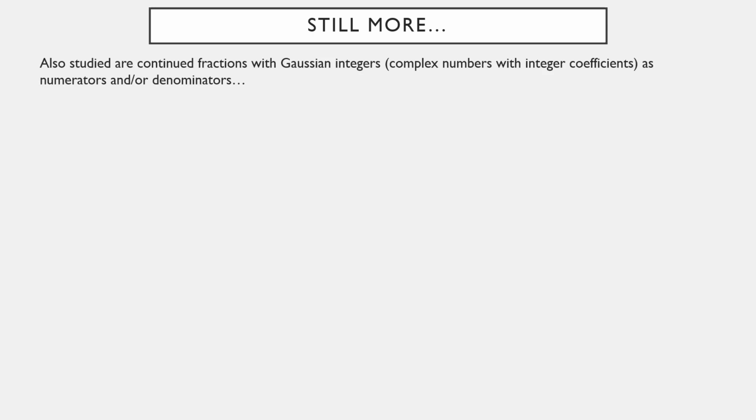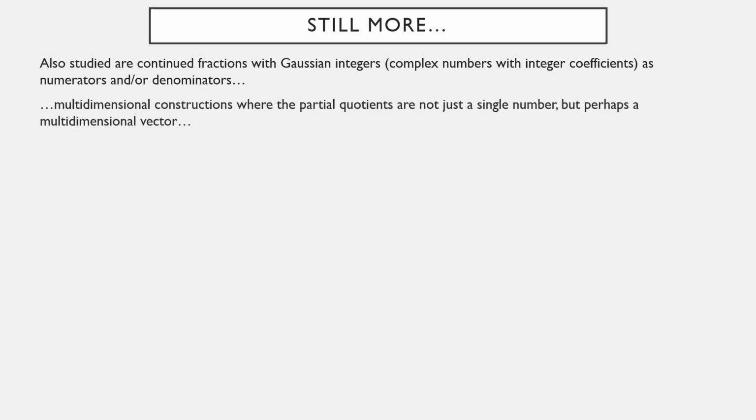Also studied in the world of general types of continued fractions, you could use non-real values. You could use what are called Gaussian integers, so complex numbers with integer coefficients, an integer plus or minus an integer times i, as your numerators and denominators. You can do multi-dimensional constructions where the partial quotients aren't just positive integers, or even Gaussian integers, but maybe a vector. And there are even more exotic things that you can do.